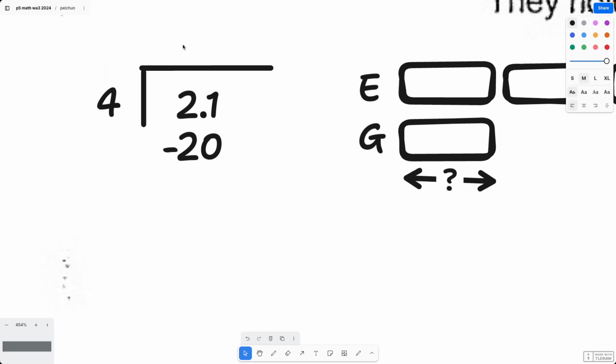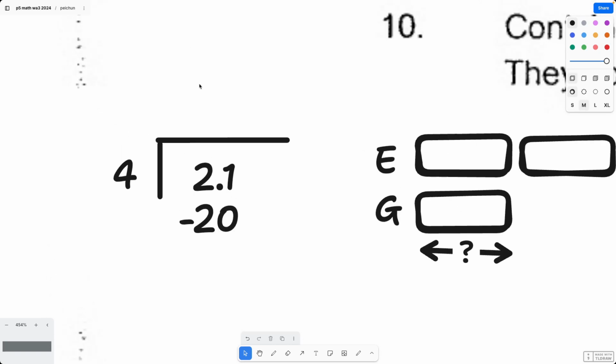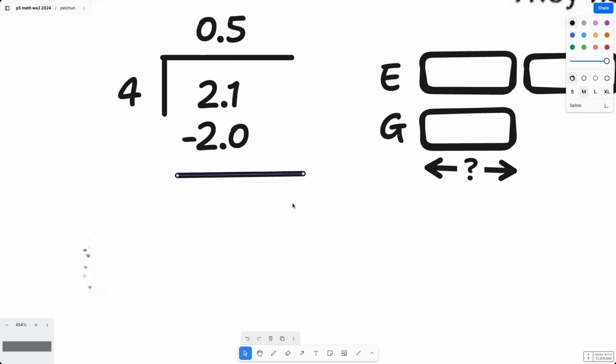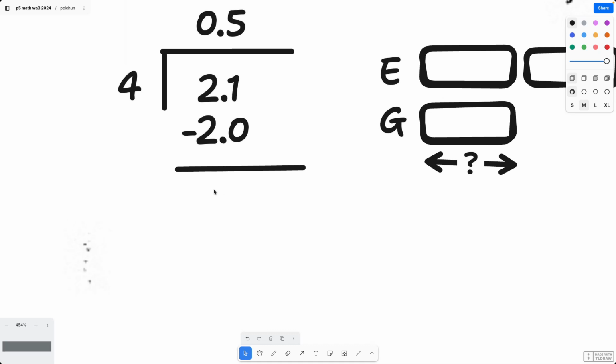So 2 cannot, so essentially we'll say over here there's 0 point. Since we cannot minus 2 from 4, that's why we put 0 point. So 2.0, or basically 20, we'll put 5. So 5 times 4 will give us 20. And then this will give us 1.